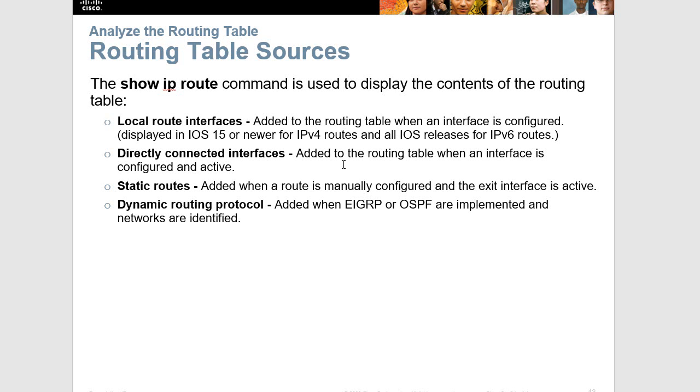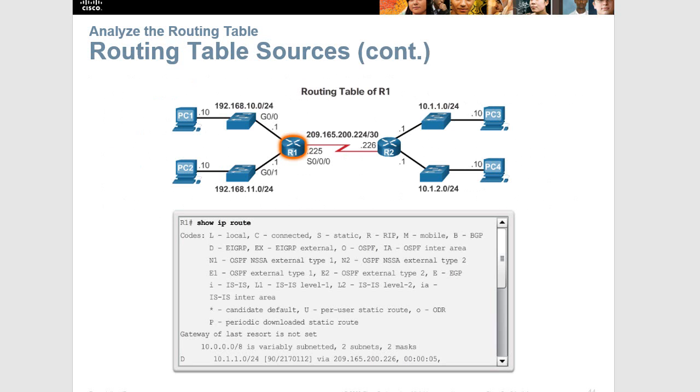That's what static means in your routes and in your IP addresses, that you manually configured it. Then you have dynamic routes that are learned automatically based on whichever protocol is being used. So if EIGRP or OSPF is implemented, you can learn your routes that way as well.